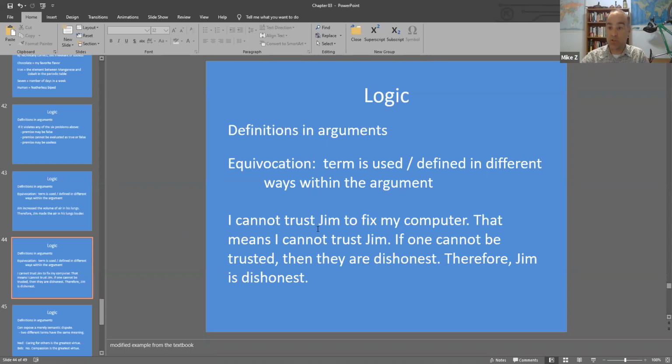It could be that Jim is perfectly honest. He never tells a lie, but he also doesn't know anything about computers. So you're not going to trust him to fix your computer, right? And so this is a bad argument because we've equivocated on this term trust.